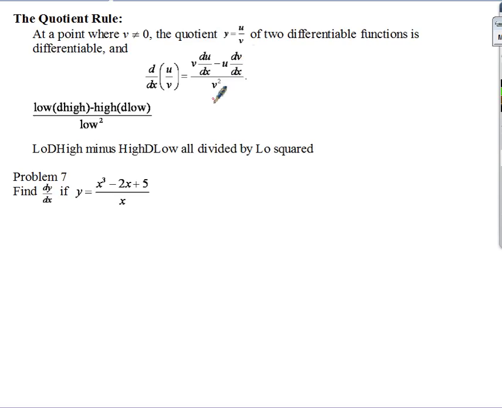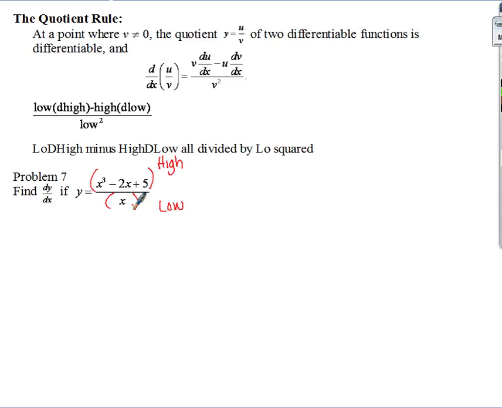So in this problem, this quantity here is what we call low. Not low, high. The x would be the low. High function, low function. So I know we sound like a bunch of 7 dwarfs, but this is the same. Low d high minus high d low all over low squared. High d low, man, I keep messing up. Low d high minus high d low all over low squared.